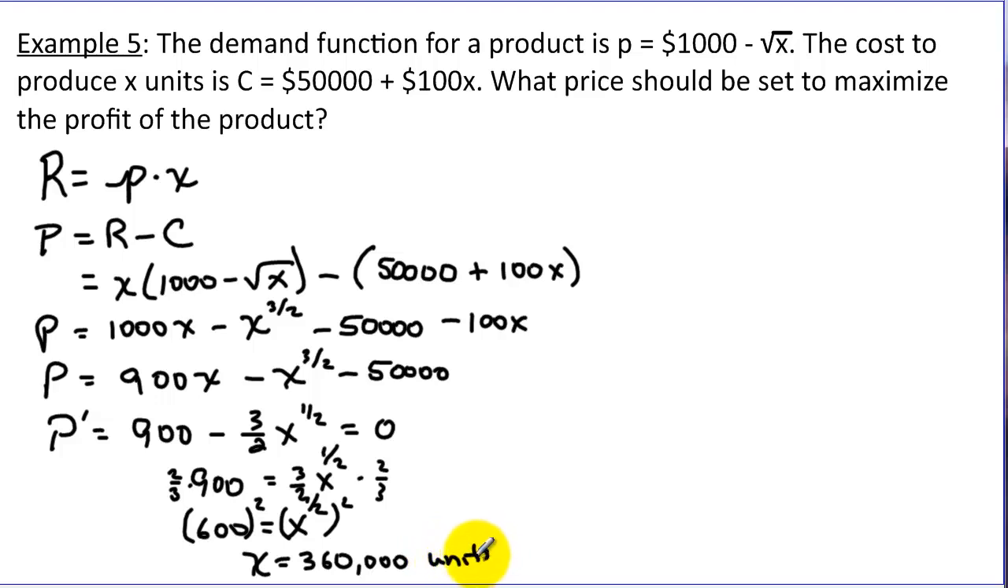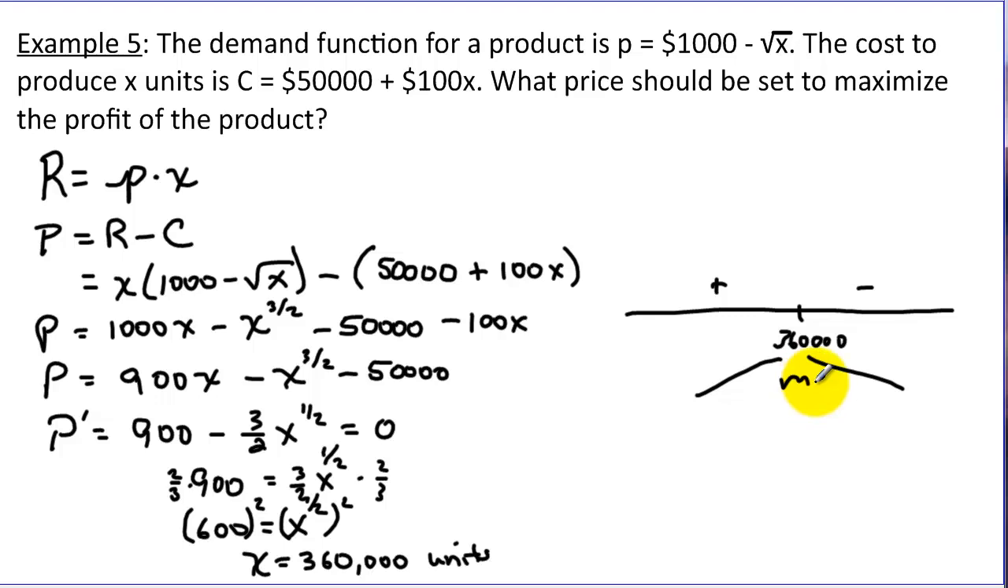Now let's verify that that indeed is a max or a min. And in this case, we're hoping it's a max. So if we put a small number into our derivative, say 0, we've got a positive number. And if I put a really big number, like 1 million or 2 million, we're going to end up with a negative number. So we do have increasing followed by decreasing. So we have a max.